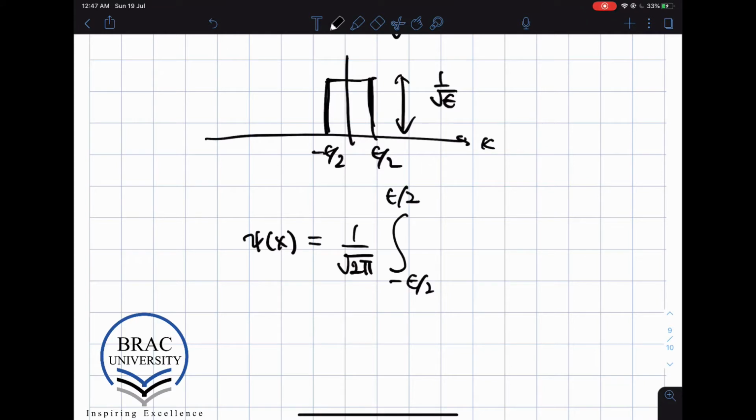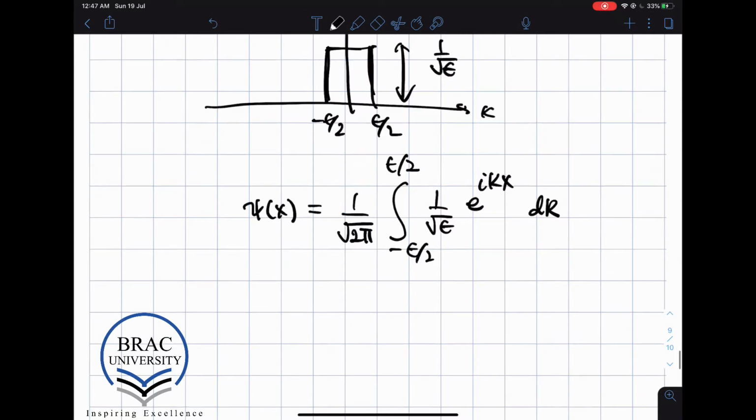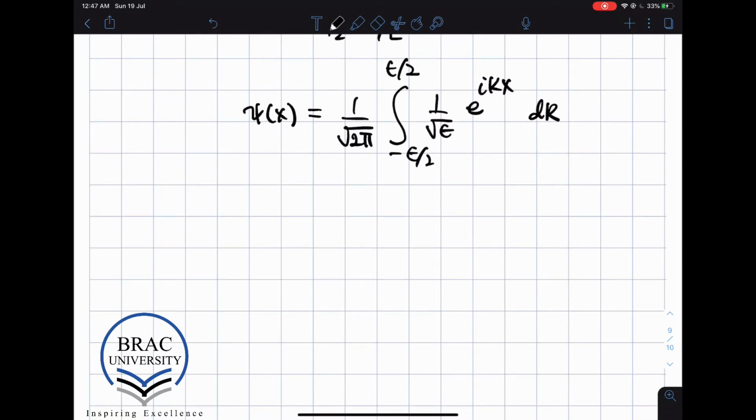And what is A of k in that range? A of k is 1 over square root of epsilon, and then we have our function, and then we have to integrate it over dk. So this is a very easy function to integrate, and if you do that, when the dust settles, you get the square root of epsilon over 2 pi.